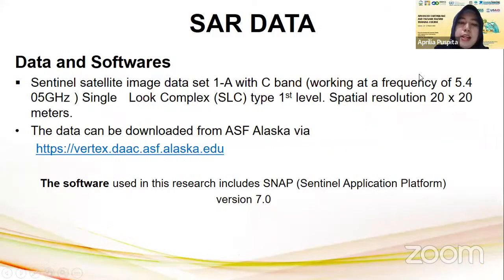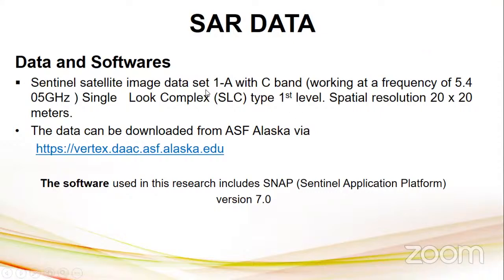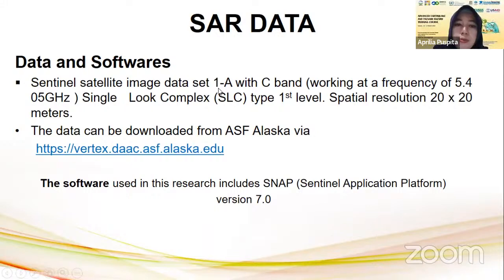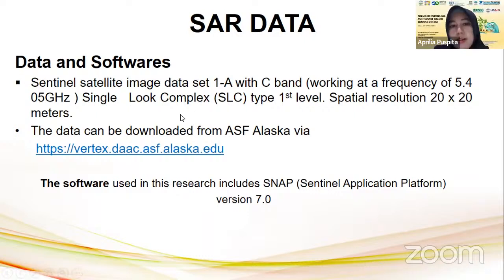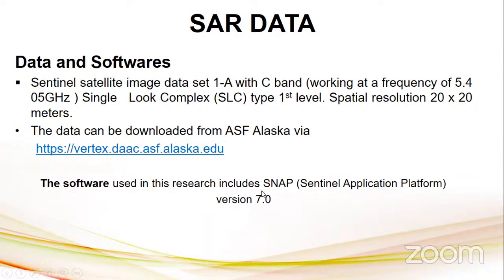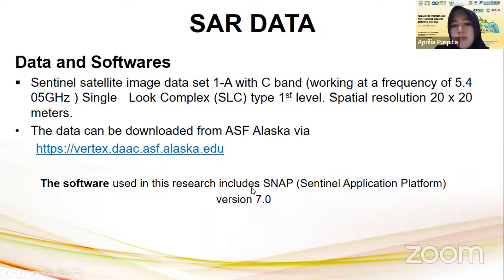Okay, the SAR data that will be processed in this training is Sentinel image data with a C band, with a wavelength of about 5.4 centimeters, single look complex, and the spatial resolution is about 20 meters. The data can be downloaded from ASF Alaska, and we will process it with open source software, SNAP, or Sentinel Application Platform, version 7.